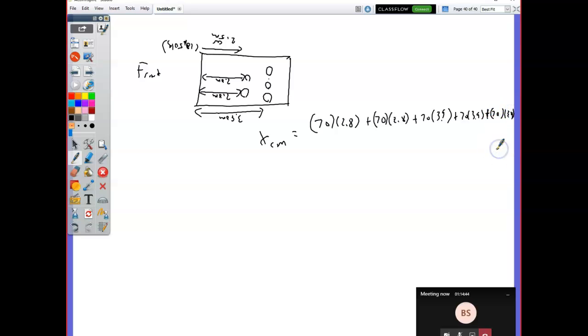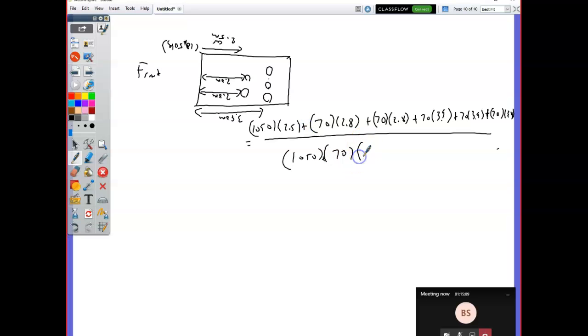But obviously the people in the car aren't going to be the majority of the center of mass. What am I going to do about the car? Where does its mass act like it is? 2.5, at its center of mass. So 1,050 at 2.5, all divided by 1,050 plus 70, plus 70, plus 70, plus, I just write 350, but my bad. 1, 2, 3, 4, 5, love it.